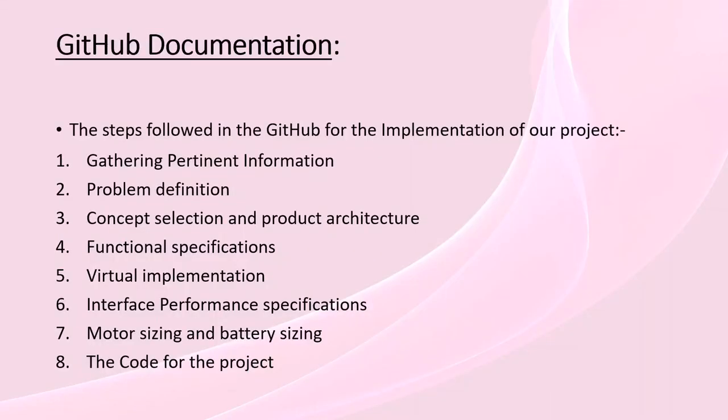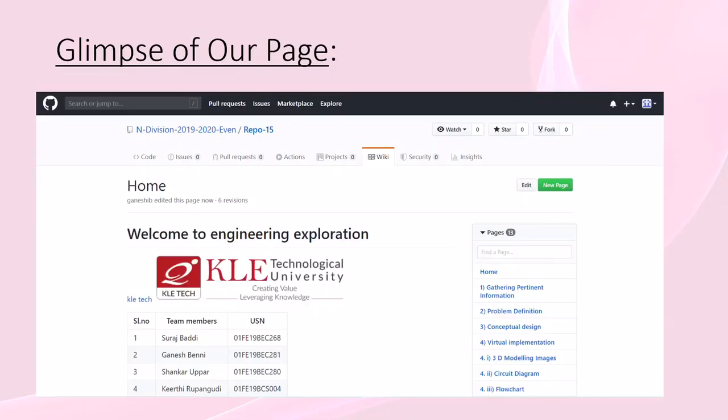GitHub documentation. The steps followed in GitHub for the implementation of a project are: 1. Gathering pertinent information. 2. Problem definition. 3. Concept selection and product architecture. 4. Functional specifications. 5. Virtual implementation. 6. Interface performance specifications. 7. Motor sizing and battery sizing. 8. The code for the project. Glimpse of our page.